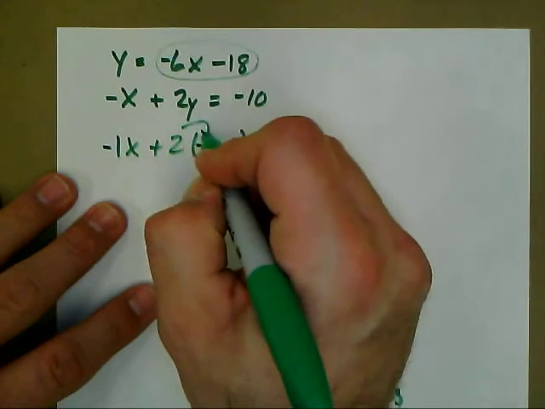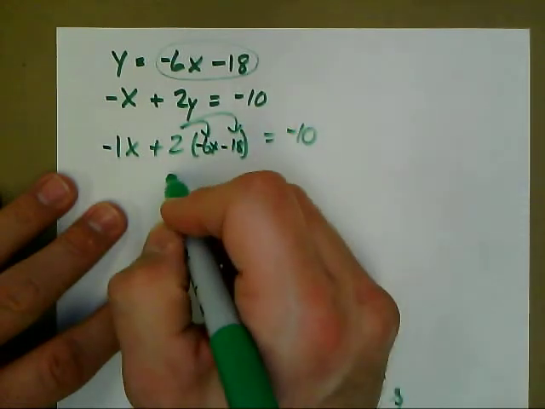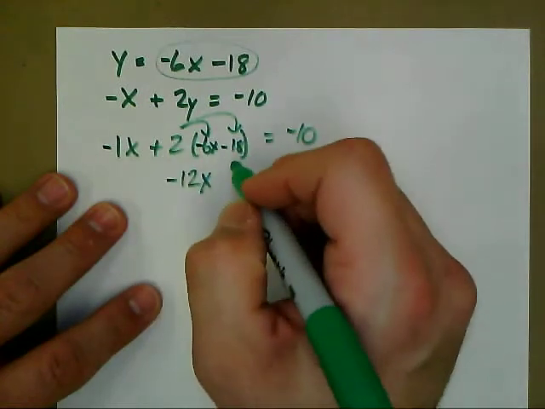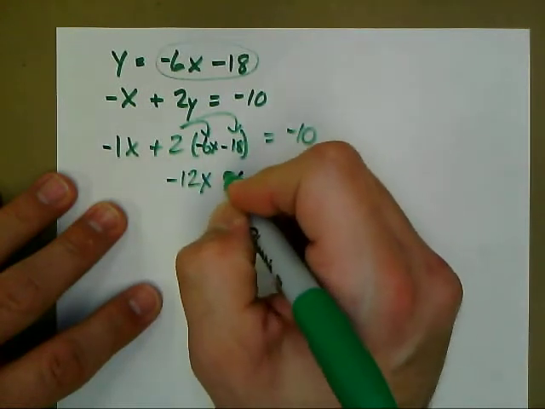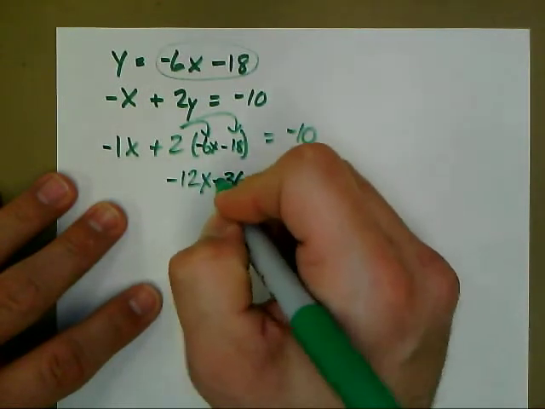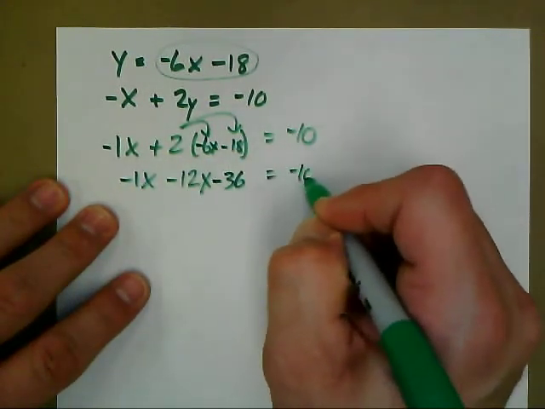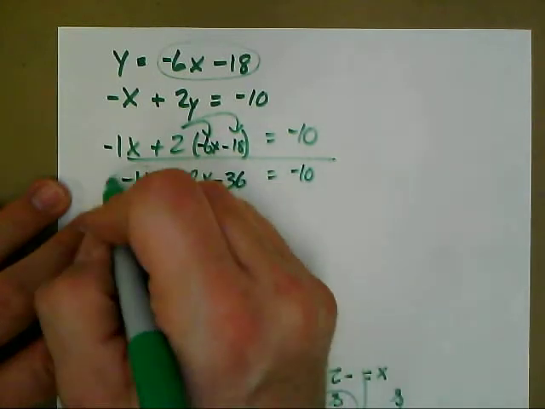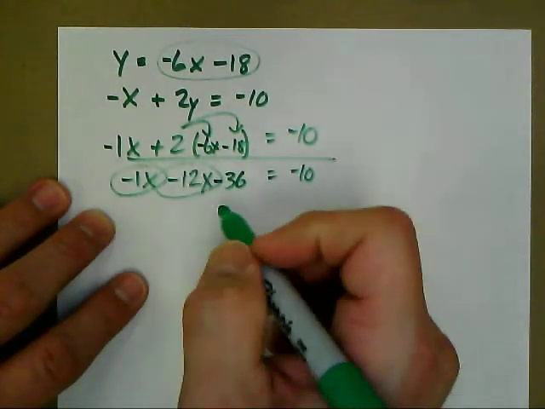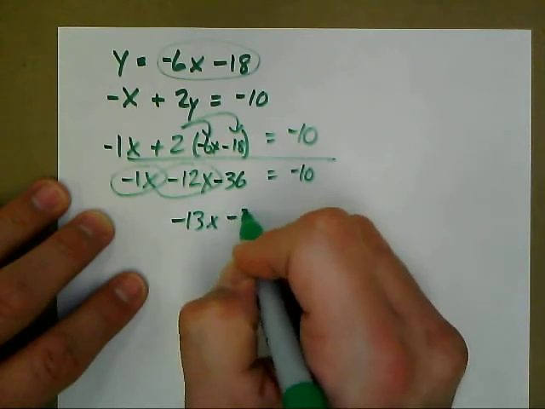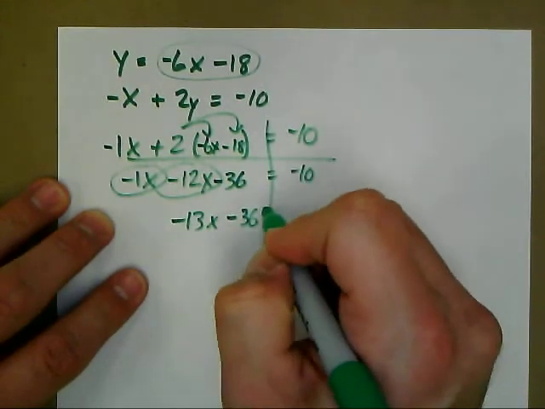So we're going to go ahead and distribute that 2. 2 times -6 is -12, and we're going to add the x's with x. And 2 times 18, 36, -36. And bring everything else down. We're going to combine like terms. So -1 and -12 is -13x minus 36 equals -10.